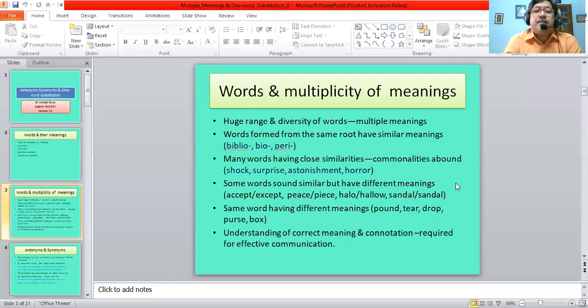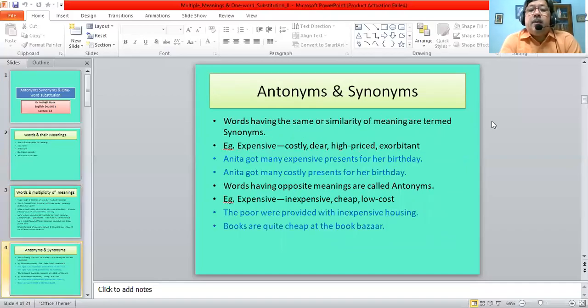Let us now explore a little more with the diversity of English words. To begin with, we are going to explore something very interesting, the world of antonyms and synonyms. Now, what exactly are synonyms? Words having the same or similarity of meaning are termed as synonyms. For example, expensive. Other meanings of expensive, which are close, like costly, dear, high-priced, exorbitant. These are all synonyms of expensive.